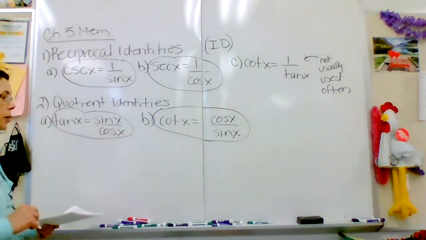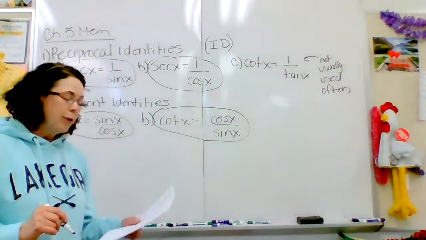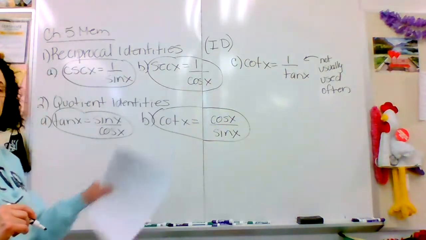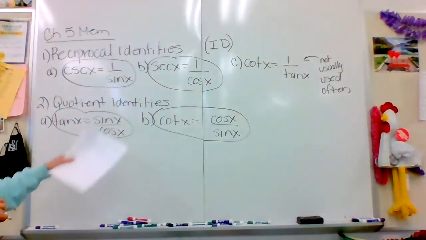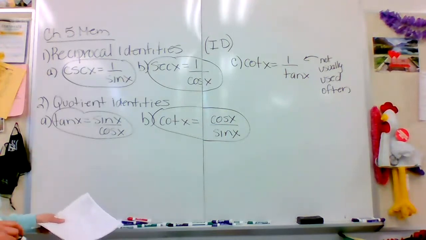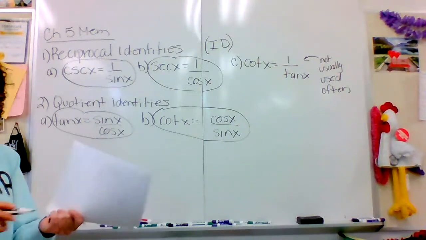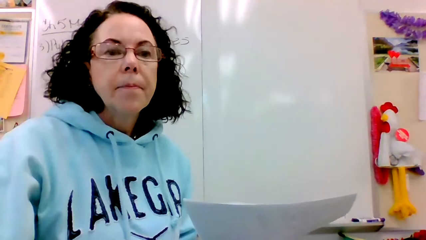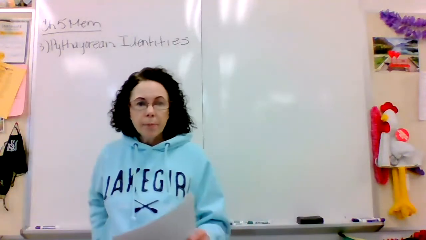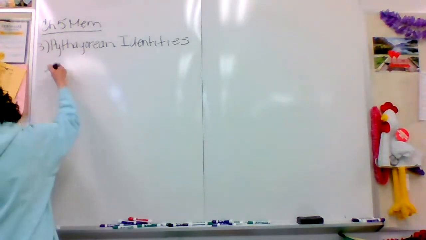Now, I am going to erase and put up number 3, which is the Pythagorean identities. Be sure you have this down, and I need a little bit more room for number 3. So let's do that next. Okay, number 3, Pythagorean identities. There are 3 of them.